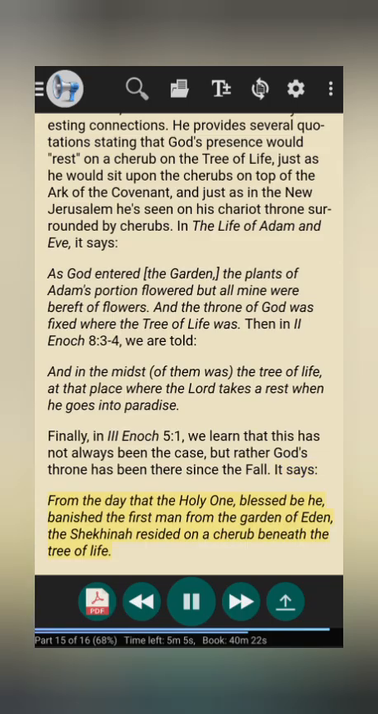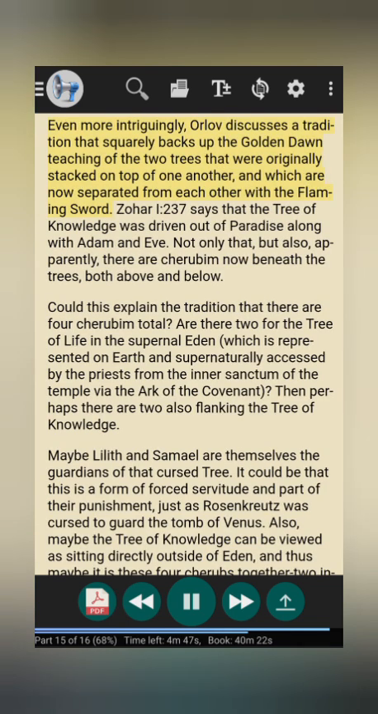It says, "From the day that the Holy One, blessed be he, banished the first man from the Garden of Eden, the Shekinah resided on a cherub beneath the tree of life." Even more intriguingly, Orlov discusses a tradition that squarely backs up the Golden Dawn teaching of the two trees that were originally stacked on top of one another, and which are now separated from each other with the flaming sword. Zohar 1:237 says that the tree of knowledge was driven out of paradise along with Adam and Eve.